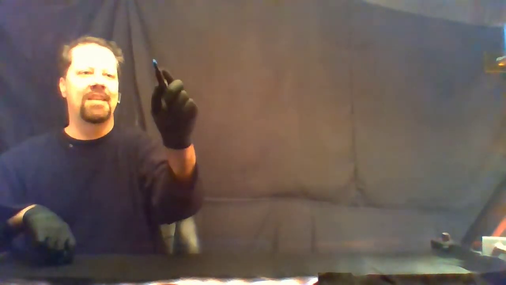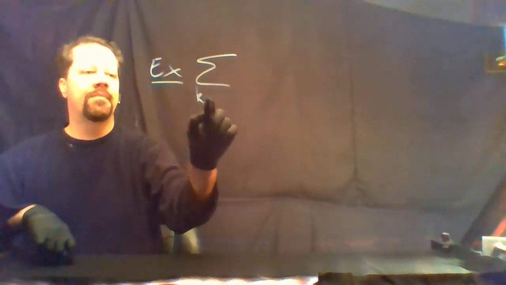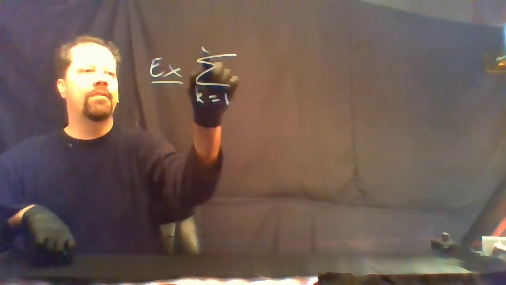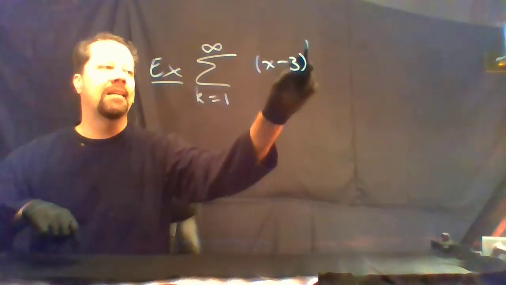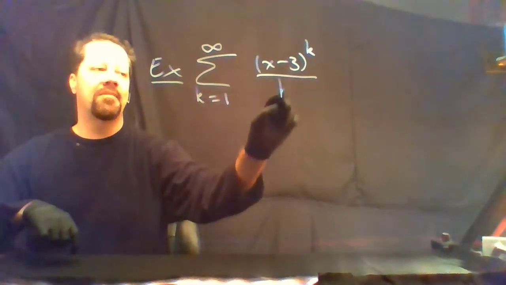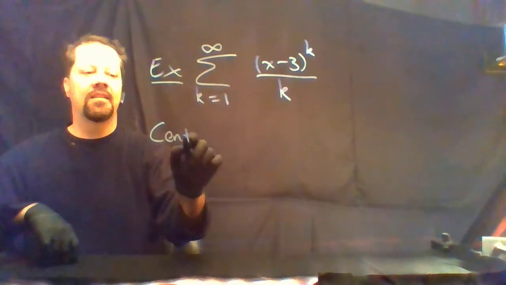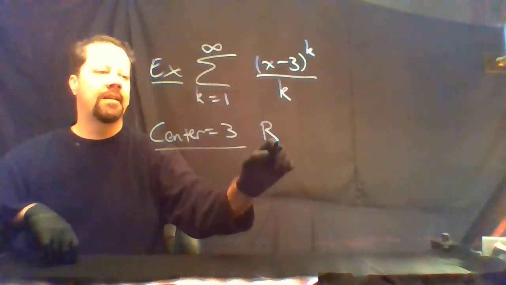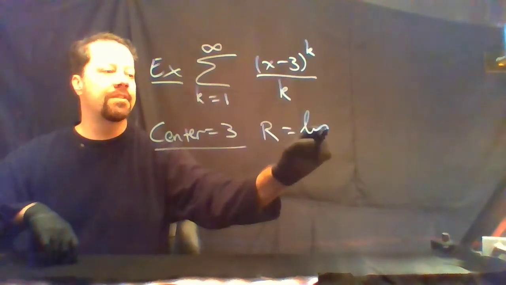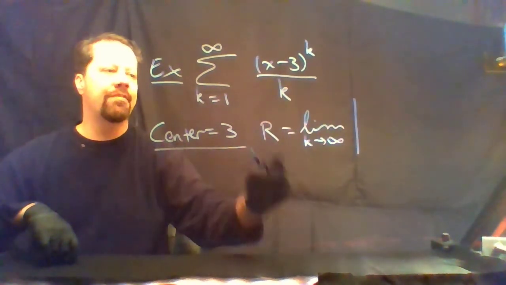Let's look at an example. Suppose we have the sum, as k goes from 1 to infinity, of (x minus 3) to the k divided by k. The center here is 3, and the radius of convergence is going to be the limit as k goes to infinity of the absolute value.